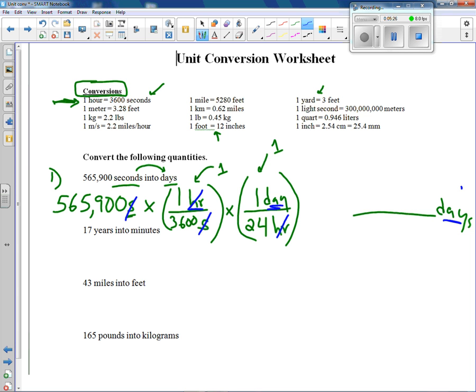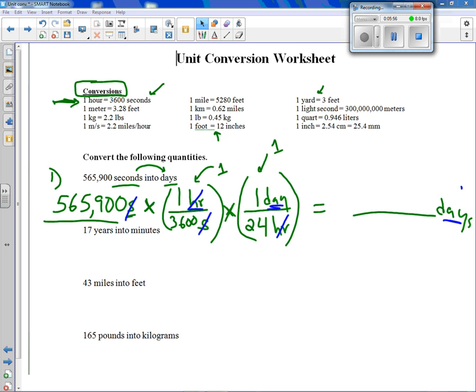What do? Well, we do the math. It says we take 565,900, multiply it by 1 over 3,600. Multiply that result by 1 over 24. And whatever we get ends up being in days. So grab your calculator, pause the video, try the calculation. Did you try it? If you didn't, pause it now and give it a try.